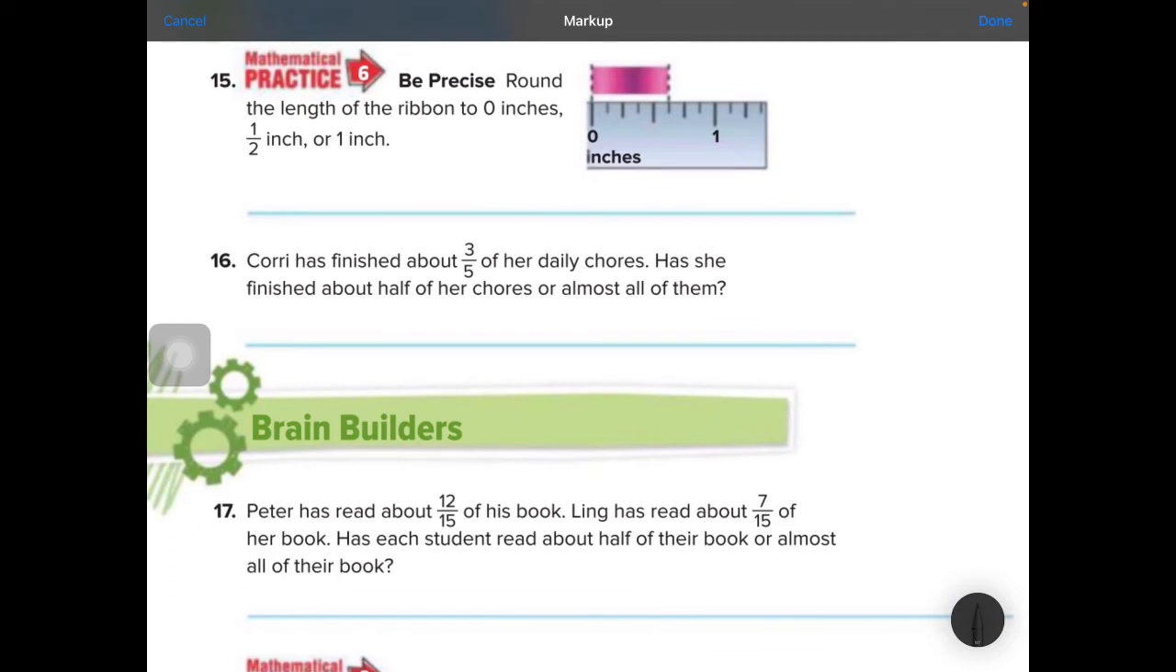Number 15, be precise. Round the length of ribbon to a 0, a half, or a 1. Okay, so when you're reading a tape measure, this right here is going to be a 1/2 inch. They did not put the measurement in there, so feel free to put the measurement in there. Now that helps us understand what it's closer to, doesn't it? It is definitely closer to 1/2 of an inch.